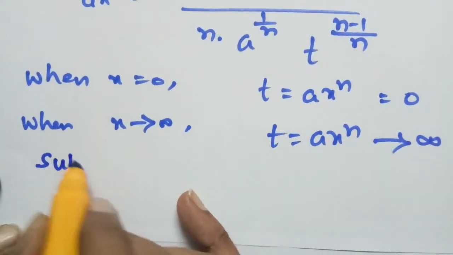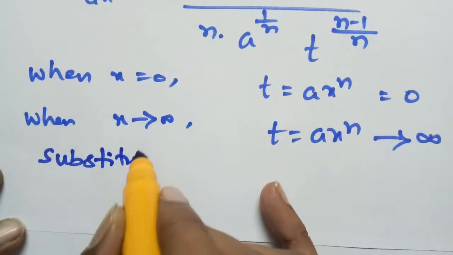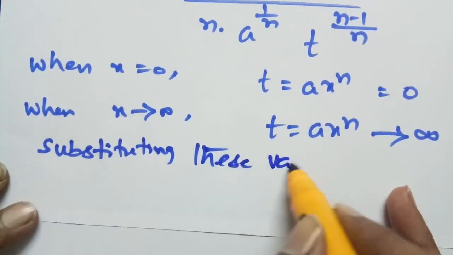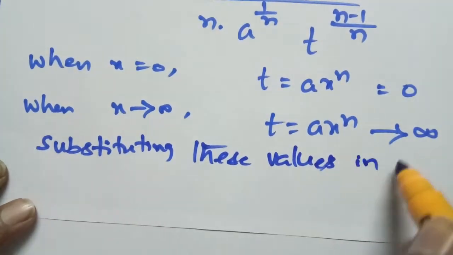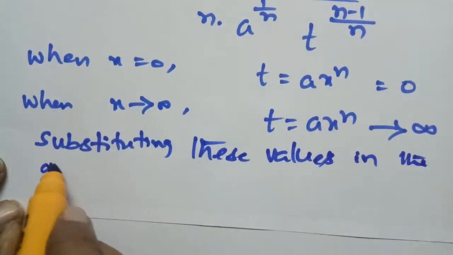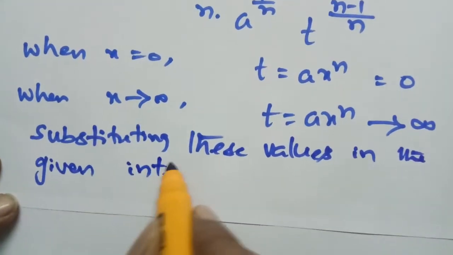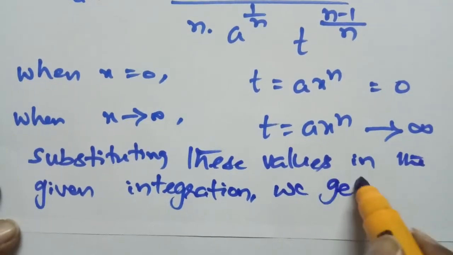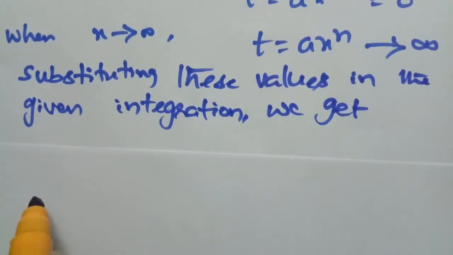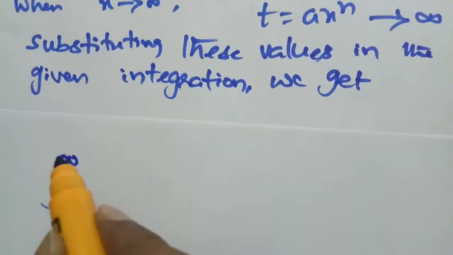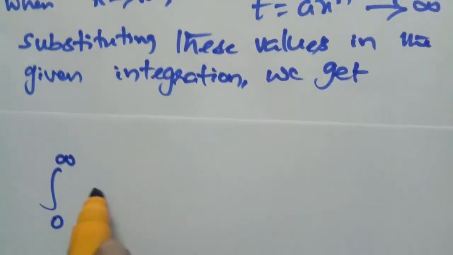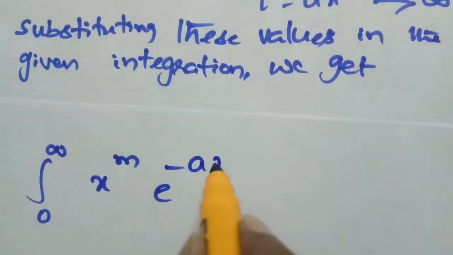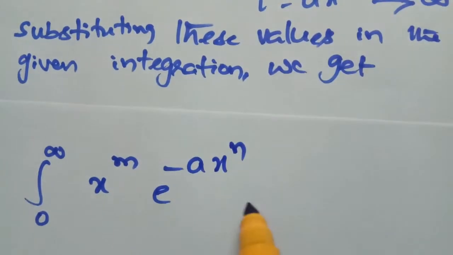Substituting these values in the given integration, we get: the given integration is integral 0 to infinity x power m into e to the power of minus a into x power n dx.